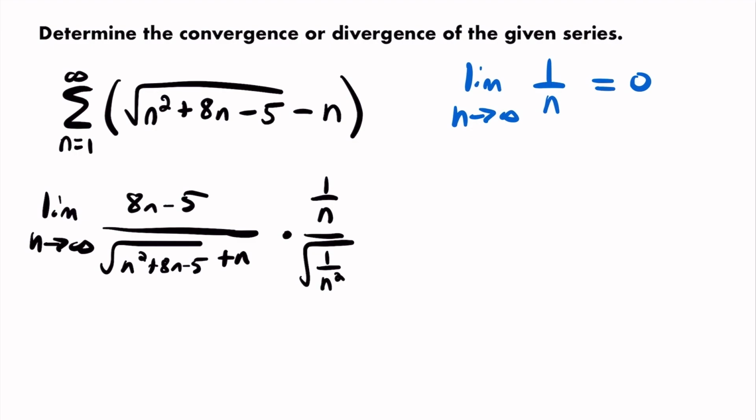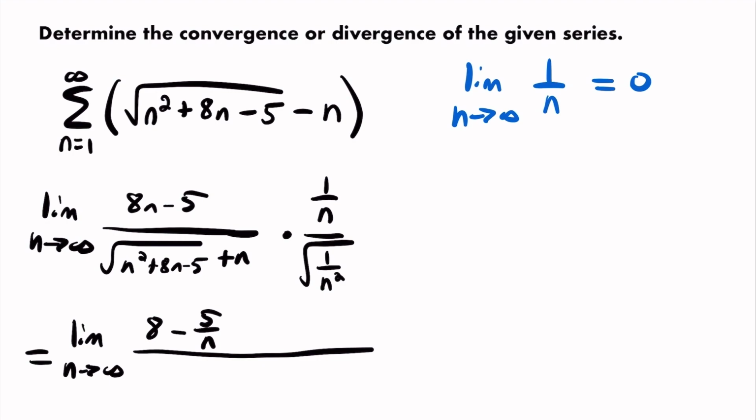Let's simplify what we have here. This will be equal to the limit as n approaches infinity of 8n times 1 divided by n. That's just going to leave us with 8. That n will cancel out with that n. And then we'll have minus 5 divided by n. We multiplied -5 by 1 divided by n. Now in the denominator, we'll have this square root, but then n squared times 1 divided by n squared is 1. So we have the square root of 1 plus 8n times 1 divided by n squared. That will leave us with 8 divided by n. And then we have -5 times 1 divided by n squared, which will give us -5 divided by n squared.